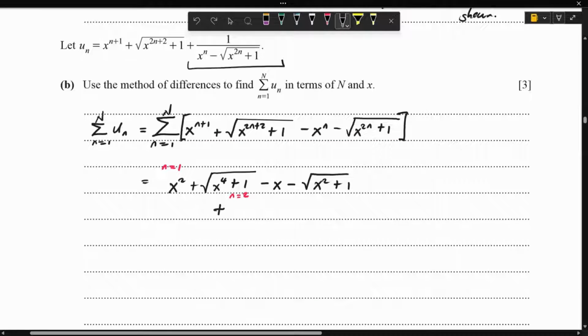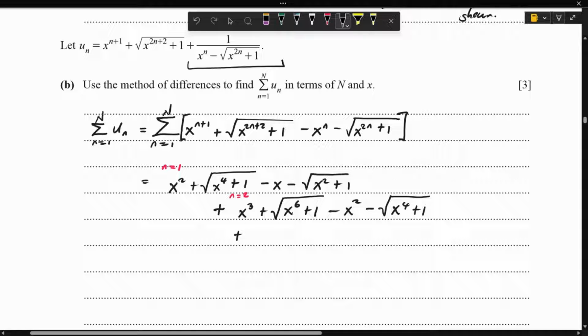So that means that we'll be having x to the power of 3 plus the square root of x to the power of 6 plus 1, minus x to the power of 2, minus the square root of x to the power of 4 plus 1.